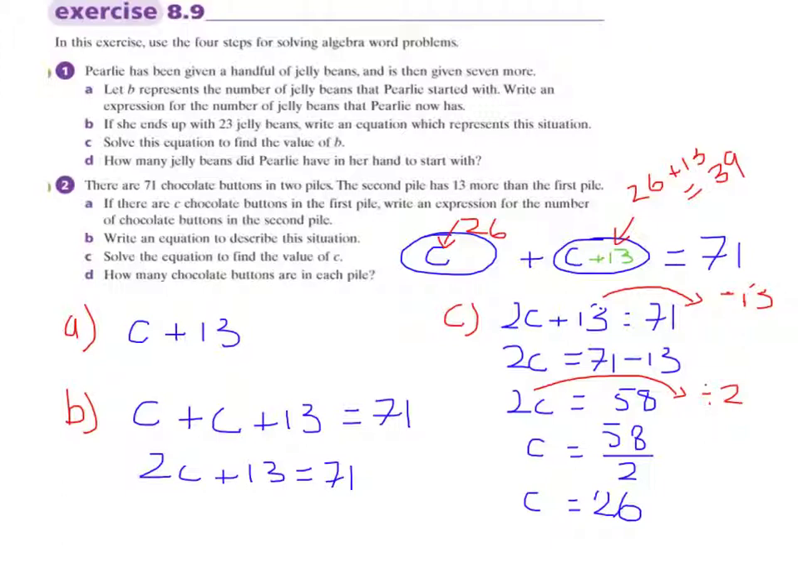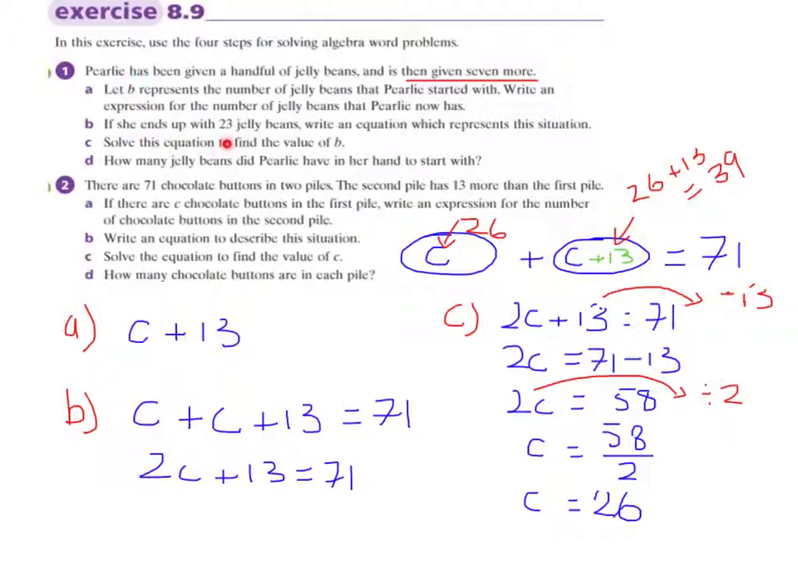Now, I'll just give you a hint on this one here. So Pearly has been given a handful of jelly beans and is given 7 more. So this one, don't forget to read that part. Let B represent the number of jelly beans that Pearly started with. Write an expression for the number of jelly beans she has now. Well, she was given 7 more. She started with B, was given 7 more. So it'll be B plus 7.